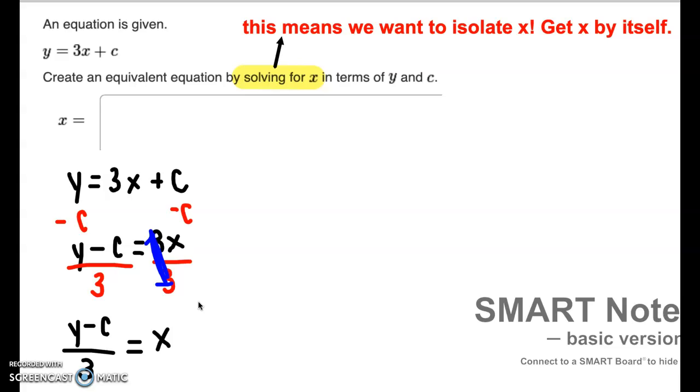We solved for x in terms of y and c. Now when you go to type your answer into a question like this, it already says x equals, so this part, the x equals, we're not going to type in. All you would type in here is y minus c divided by 3.